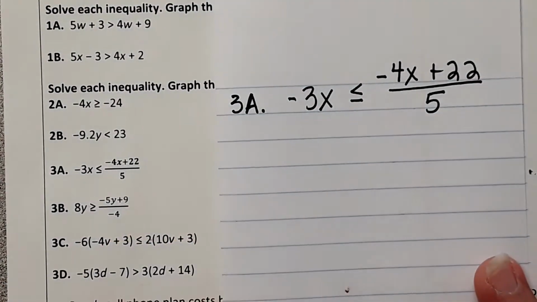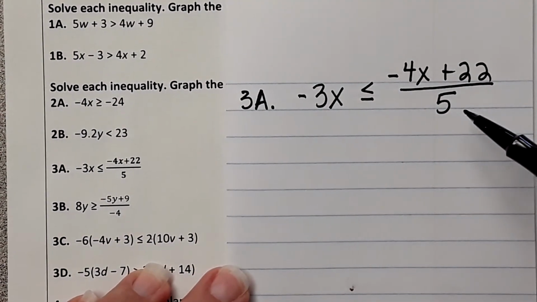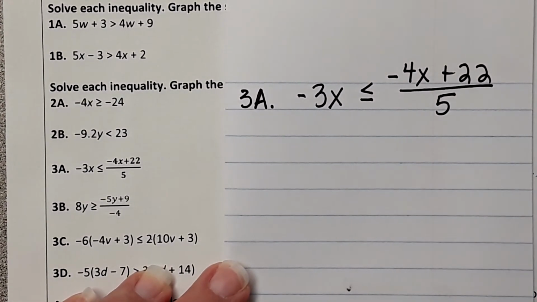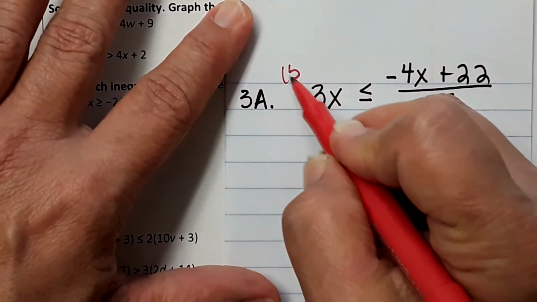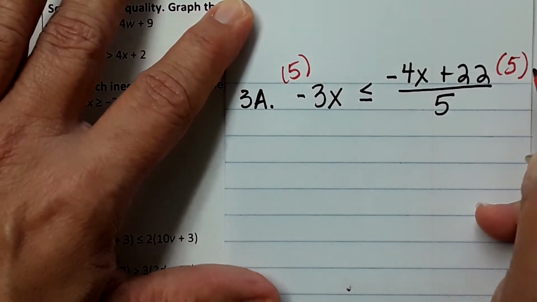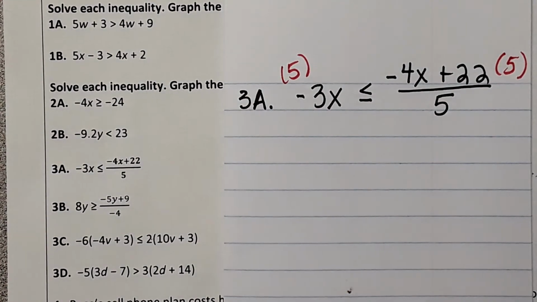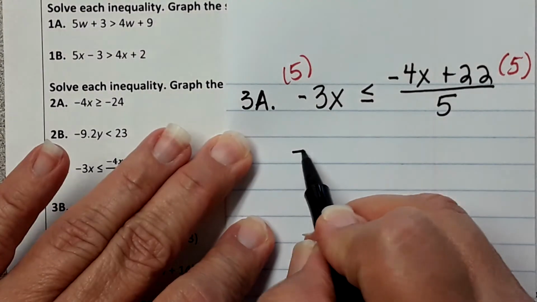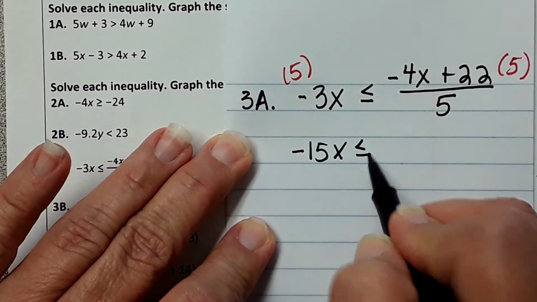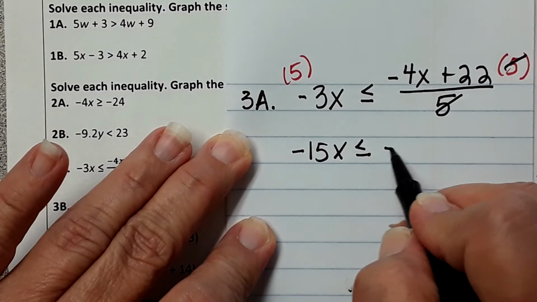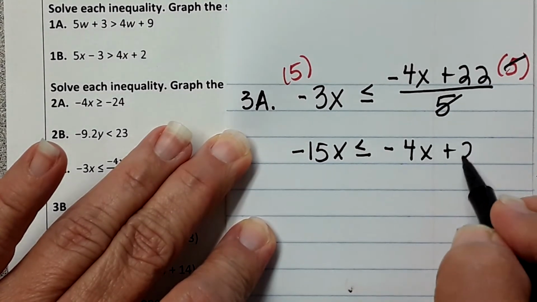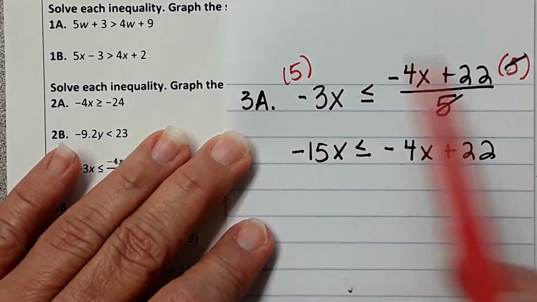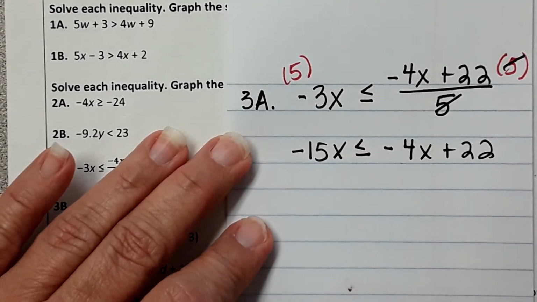Okay, so we need to get rid of the fraction. So what I want to do is multiply both sides by 5. When you multiply by a positive number, that 5 is positive, it doesn't change anything. So 5 times -3 is -15x. These cancel out, and I'm left with -4x plus 22. So again, I needed to get rid of this 5, and I did that by multiplying both sides by +5.